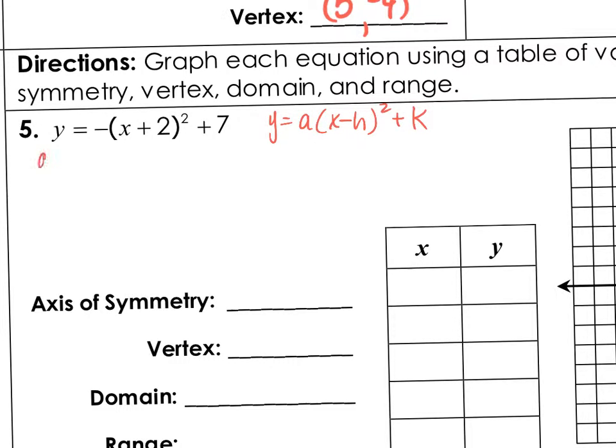So my a is -1, my h is -2, and my k is 7. Again, it's -2 because this should be minus, but it's positive, so this was minus 2. All right, my axis of symmetry is x equals -2. My vertex is at (-2, 7).